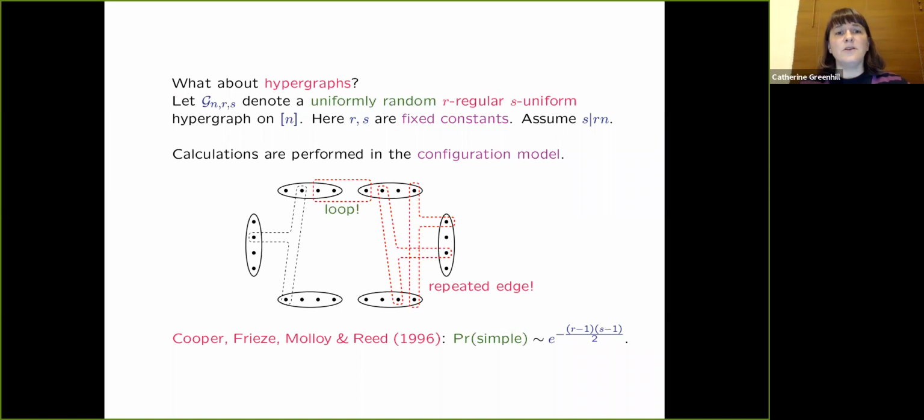And just like in the graph case, you might form a loop, which will become an edge which has a repeated vertex in it, and you might form repeated edges. But your hypergraph is simple if it has no loops and no repeated edges, and that's what we want. So G(n,r,s) are simple hypergraphs. And we also know, as in the graph case, that the probability that your configuration is simple, which means that it gives you a simple hypergraph, tends to a constant. So it's certainly bounded away from 0. Okay, Cooper, Frieze, Molloy and Reed proved that in 1996. Right, so that's the configuration model where we'll be working.